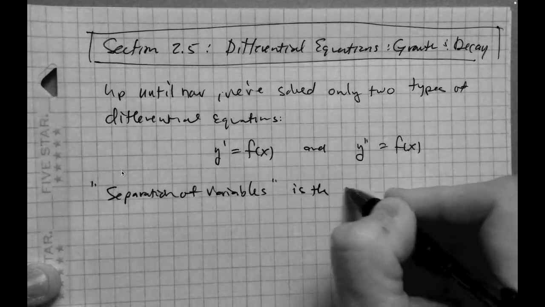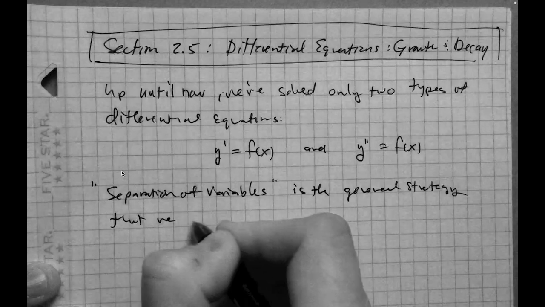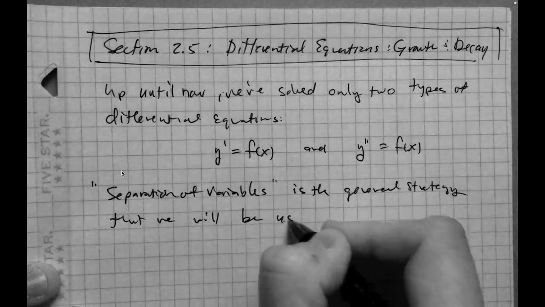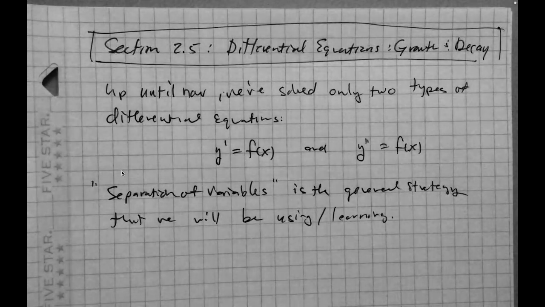So this is the general strategy that we will be learning. Just like with algebraic equations, there are lots of different strategies like factoring, the quadratic equation, substitution. There are lots of different methods for solving those types of equations. The same is true for differential equations, though the methods are more complex and involve more calculus. But the first method that pretty much everybody learns is the separation of variables method. And so that's what we'll start with.